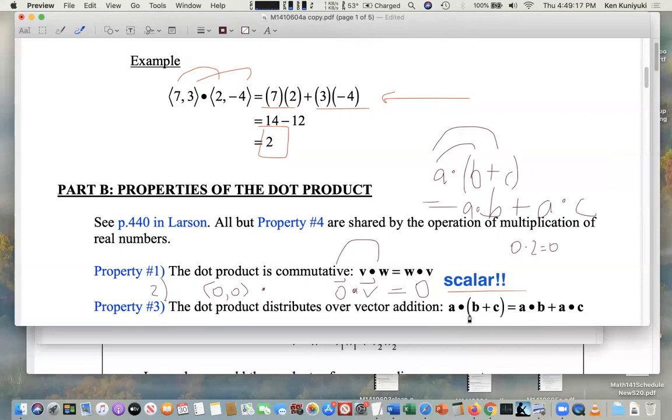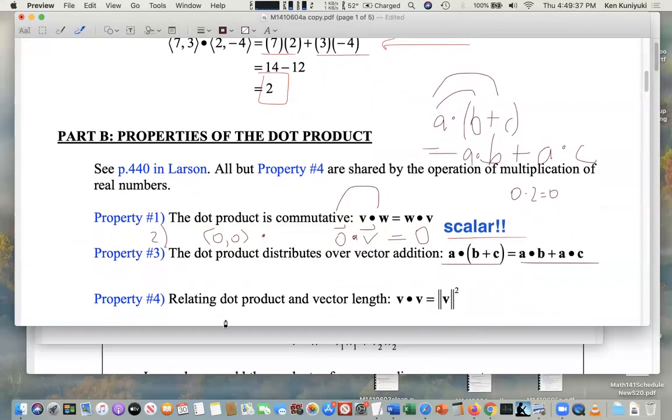The dot product distributes over vector addition. And again, whether you work it out this way or this way, you're going to get the same result, which is a scalar, because ultimately we're dealing with a dot product, or in this case, a sum of dot products. So the end result will be a scalar, the same real number for both sides.